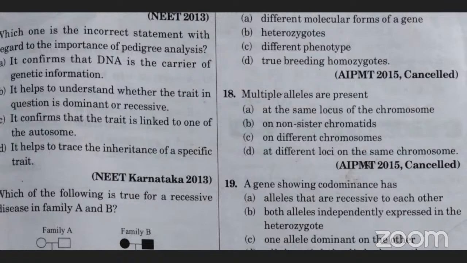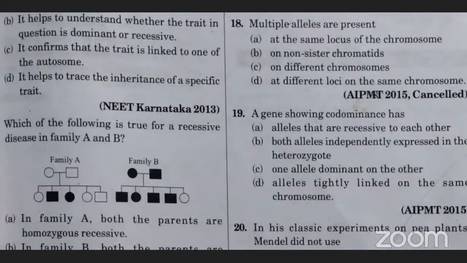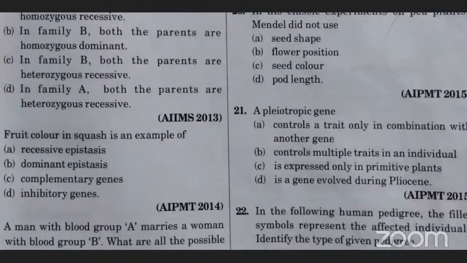So multiple alleles are not present in different chromosomes. Clear? They are not present in a different locus on the same chromosome. Multiple alleles are present on the same locus of the chromosome. Clear? I think like this you can discuss questions. You have to prepare questions and discuss them.